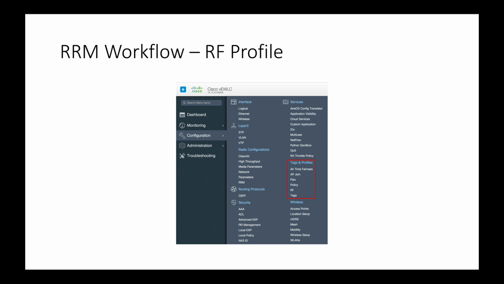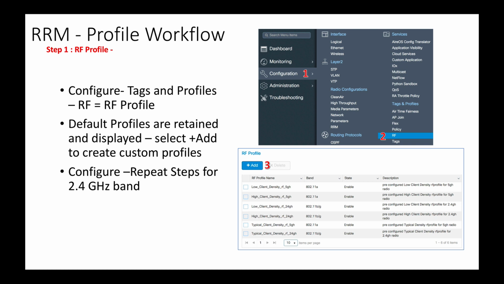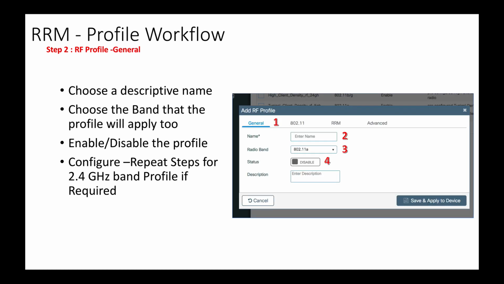RF profiles, again, are under the Tags and Profiles menu. When you open a new RF profile dialog, you're presented with the default RF profiles presented today with AirOS of the low, high, and typical client density varieties. Opening a new profile follows the same pattern. You'll enter a meaningful name, choose the band that the profile is to be applied to, and disable or enable the status of that profile.